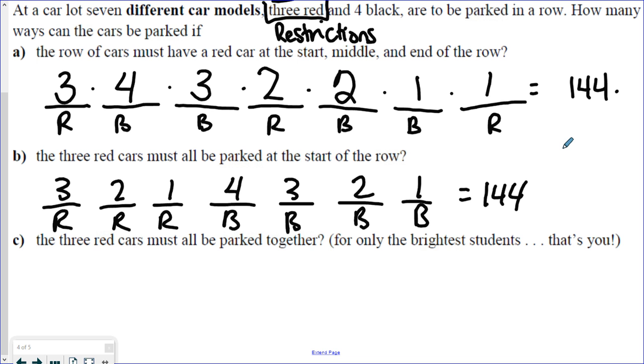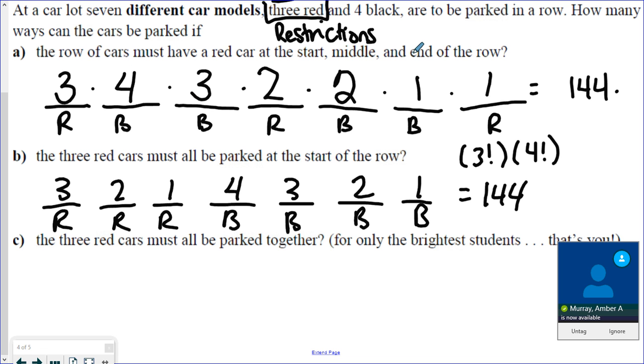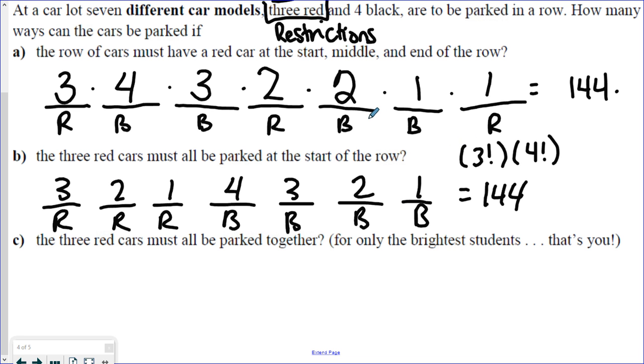Because we actually have the same type of restrictions. We have particular places that my red cars need to be versus black cars. What that looks like in terms of factorial notation is we're organizing our 3 red cars in a particular way and our black cars in a particular way. Here we had the red cars arranged in the first, middle, and last position. Here we had our reds in the first 3 positions and the blacks in the last positions. We're getting to the same answer though.